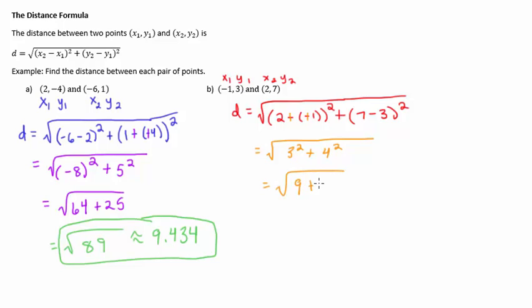3 squared is 9. 4 squared is 16. 9 plus 16 is 25. So we end up with a nice answer of 5.